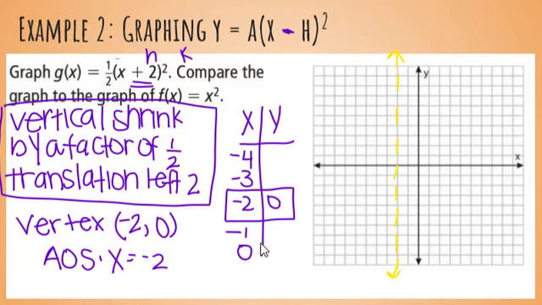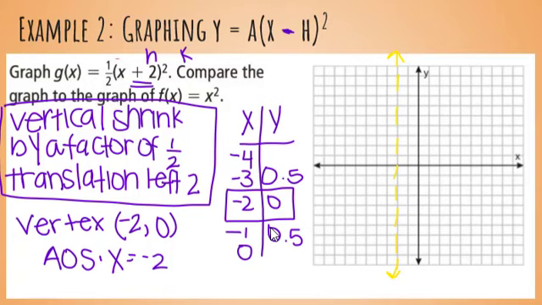Then we need to calculate our values here. So we're going to be plugging in -1 and 0 into our equation here. So when I plug in -1 for x, I'm starting with simplifying inside the parentheses. So I have -1 plus 2, which is going to give me 1. 1 squared is 1. And then 1 times 1/2 is 1/2, or 0.5. And again, we're going to mirror that across.